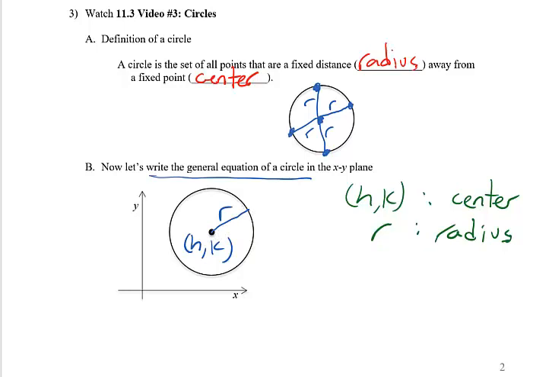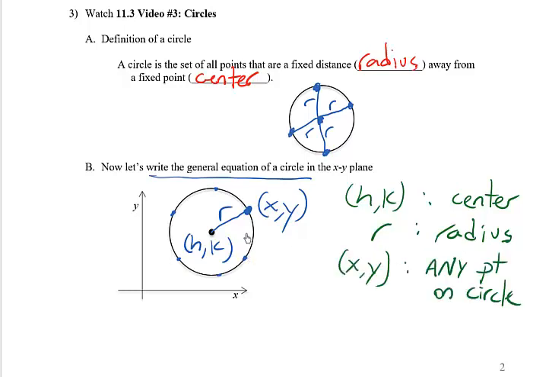Well, now I'm going to define a couple of variables. This point out here, and actually any point on the circle, I'm going to call x, comma, y. Again, it could be here, it could be here, it could be over here. X and y are variables. They stand for any point on the circle. Well, here's the great thing. No matter where I put that xy point, anywhere along the circle, it will always be exactly r units away from h, comma, k, from the center, right? That fixed distance is true no matter what point on the edge of the circle I'm talking about.